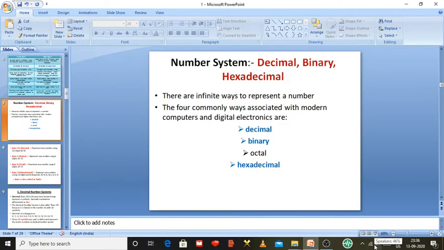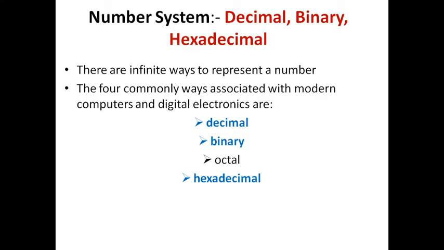So in this lecture we are starting with the actual number system. What is a number system? It is a way to represent a number. Now there are many ways to represent any particular number. So there are basically four number systems which are used in digital electronics: the decimal number system, binary number system, octal number system, and hexadecimal number system. So we'll see each one in detail.